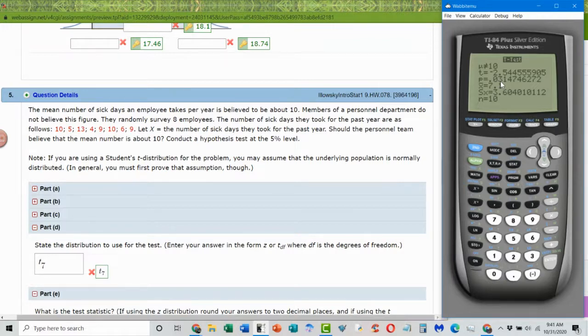Now, if we did get a rejection, we can always go and get more people and say, well, is it true? Even if we do get a rejection, if it's right near the cutoff value, we could go get more people and test it again and say, well, are we still rejecting? They could very easily get more people. They probably have the whole company, so they could find out the whole thing if they really wanted to. Because we don't think it's 10, we think it's more than 10.